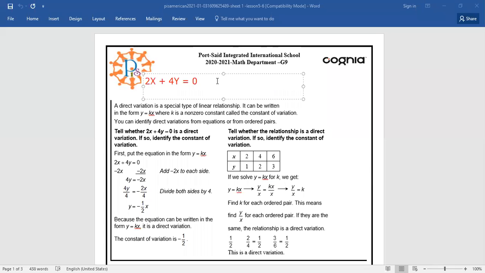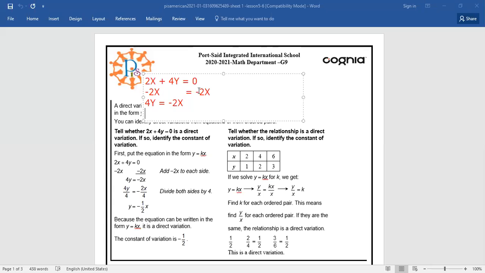We can add the additive inverse of 2x to both sides. What is the additive inverse of 2x, grade 9? Negative 2x. So we add negative 2x to the left side and also to the right side. We cancel 2x with 2x on the left side, so we have 4y equals negative 2x.